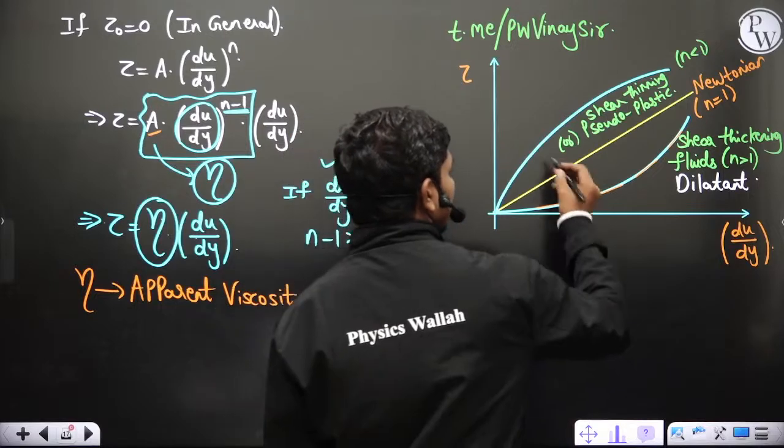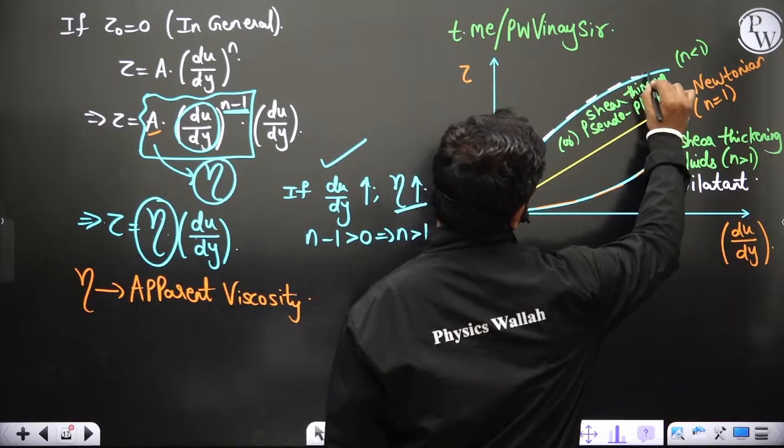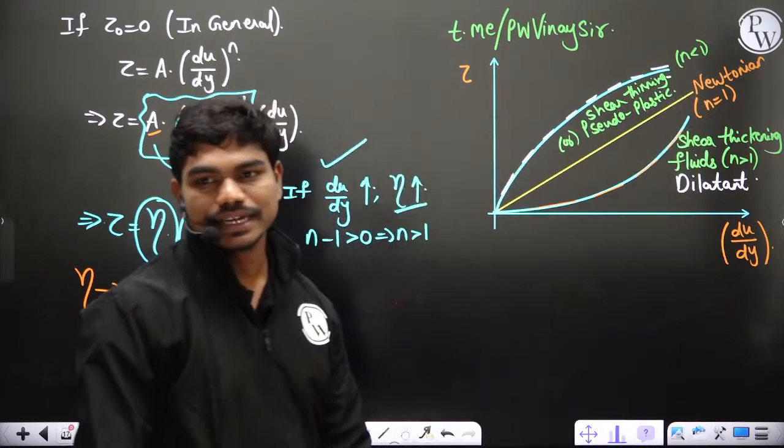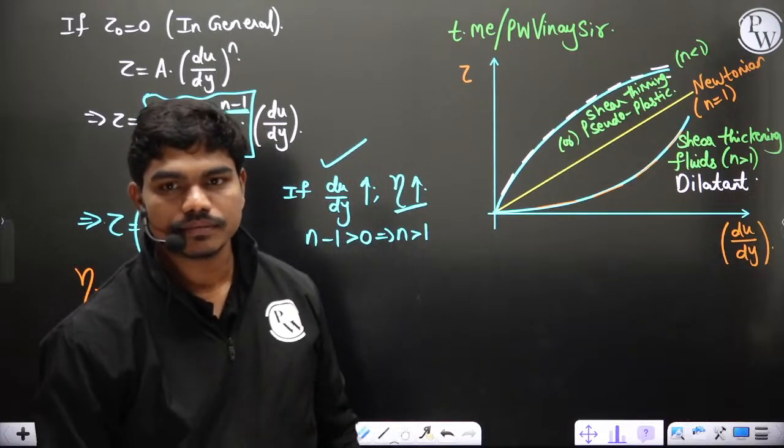Pseudoplastics. Clearly you can see, if you take tangents at different locations as you increase du by dy, the slope of the tangents keeps decreasing, because the tangent becomes flat as you increase your du by dy. Understood?